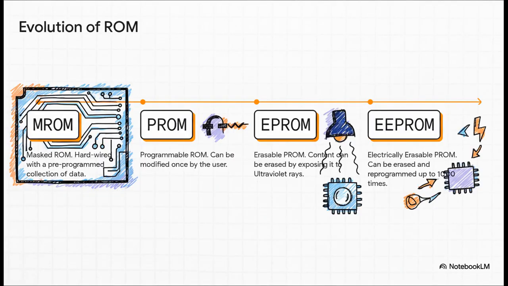We went from that permanent masked ROM to something called PROM, which a user could program exactly once. Then came EPROM, which, get this, you had to erase with a UV light. Not exactly user-friendly. And that all led us to the modern EEPROM we have now, which can be reprogrammed with electricity. That was a huge deal. It's what lets us do all the easy firmware updates we take for granted today.